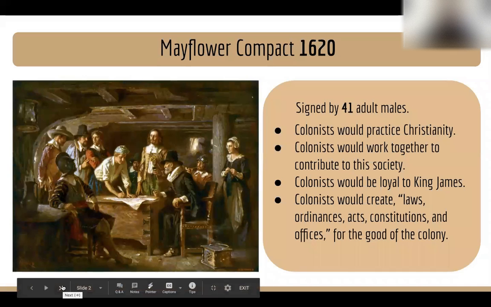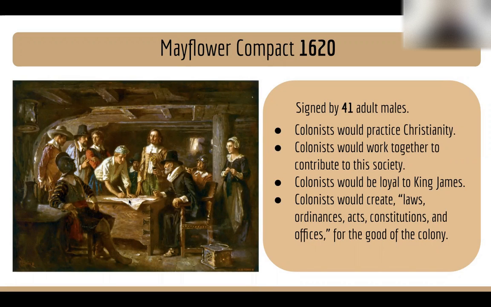And so the first document we're going to talk about is the Mayflower Compact, which was signed in 1620, and this was signed by 41 adult males. The Mayflower Compact was signed because you had some families coming over from Europe, or more specifically England, to what they called the New World, which is today the United States, or the entire continent of North America, right?